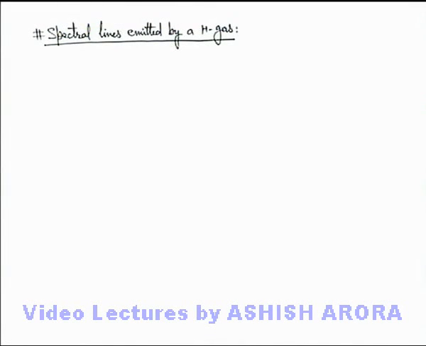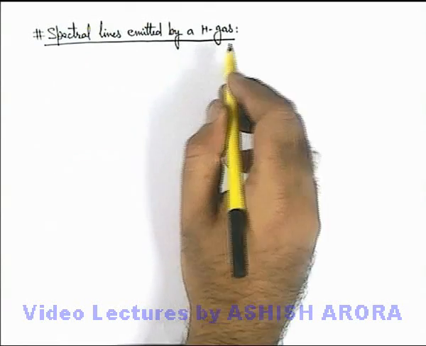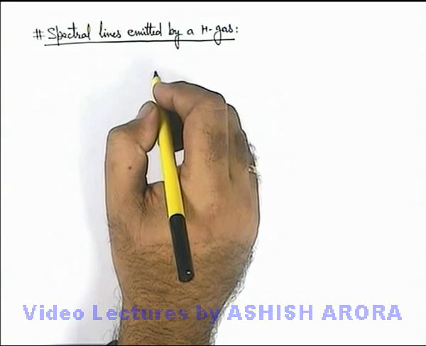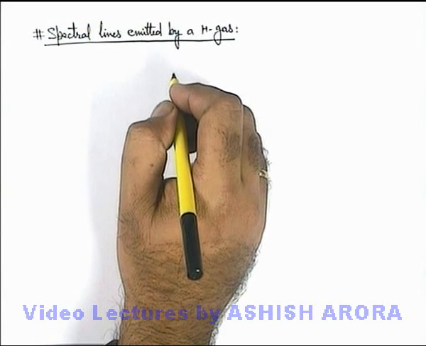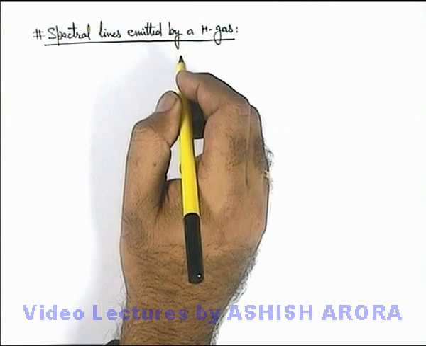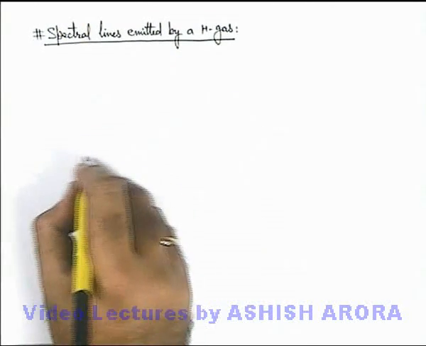Let us now study about spectral lines emitted by a hydrogen gas. We know that in a hydrogenic atom, when some energy is supplied to the electron, it will be excited to the higher energy level, and after the excitation lifetime, it drops back to the ground state. Same phenomena let's discuss over here.